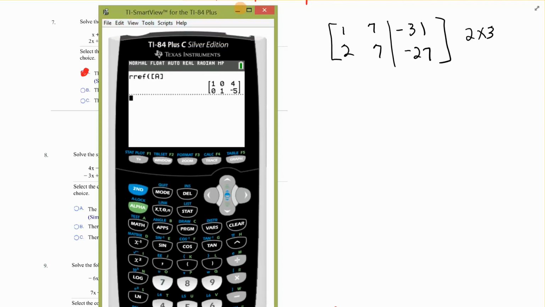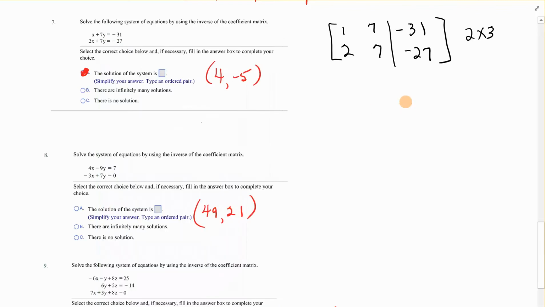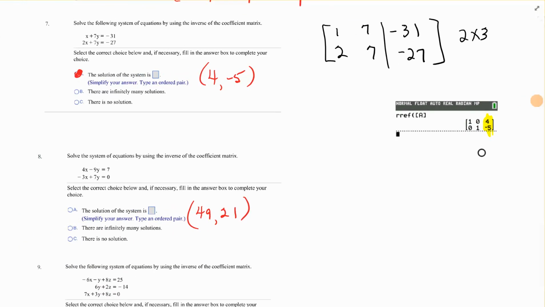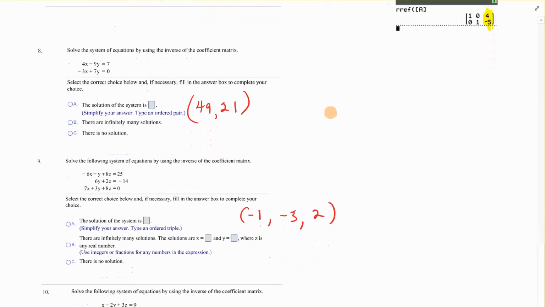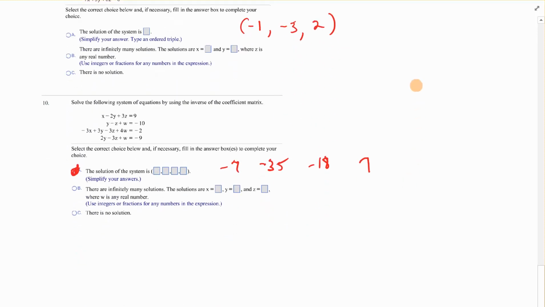And our solution is right here, and it's this far column. We get the identity here and 4, negative 5. So that's your answer that you're going to put there. You do the same thing for number 8 and number 9. Just be careful to remember that you don't have an X term, so you have a 0 for that row right there. And you do the same thing for this one.